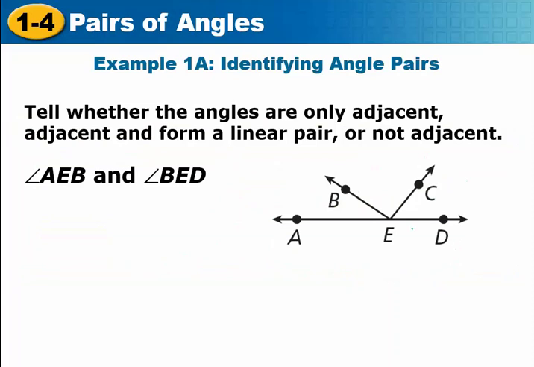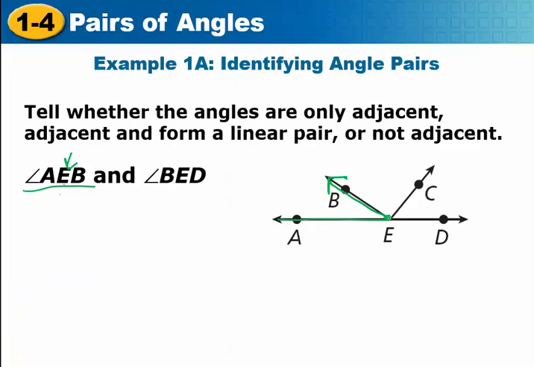Okay, in this example we're going to look at this figure and see if these given angles are adjacent and a linear pair, or not adjacent at all. Remember, to be a linear pair, they have to be adjacent first. So the first thing is to find these angles. Angle AEB. Now remember, when you name an angle, the vertex is the middle letter. So here's our vertex. The A and the B are on the sides of the angle. So angle AEB is this green one right here.